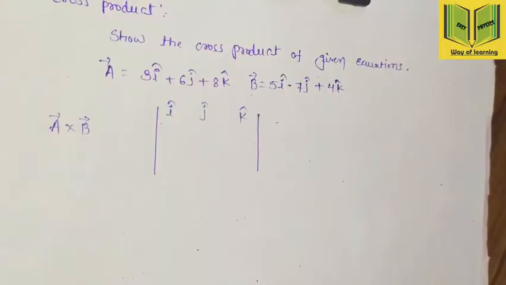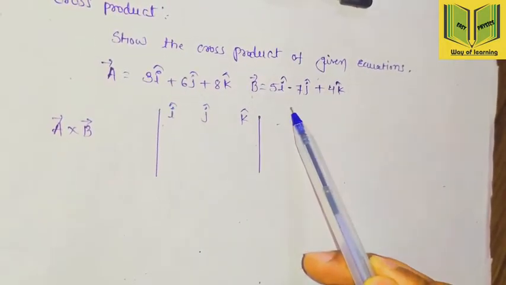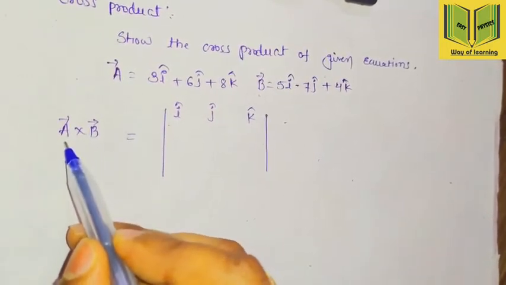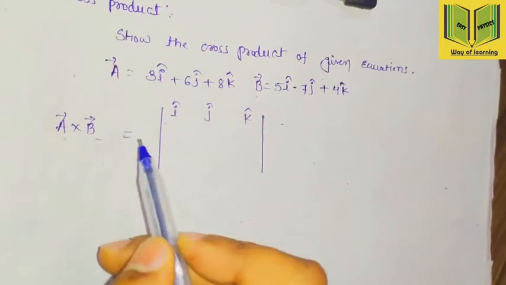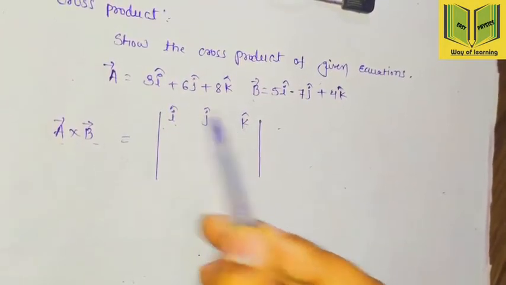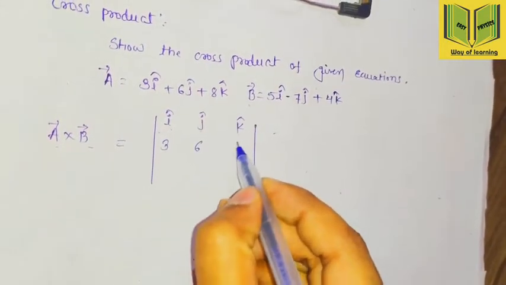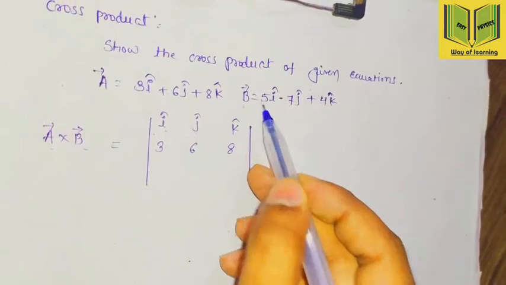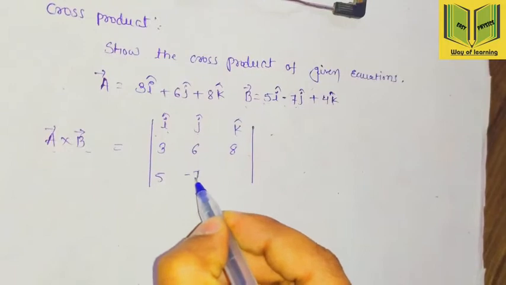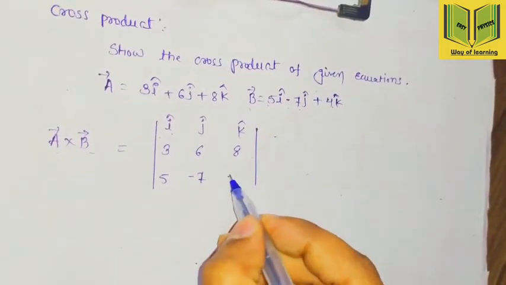Right now we are going to start the cross product of vector A and vector B. If we apply vector A cross B, first we need to write in this form i, j, k, and both equations: 3, 6, 8, and the second equation 5, minus 7 and 4.